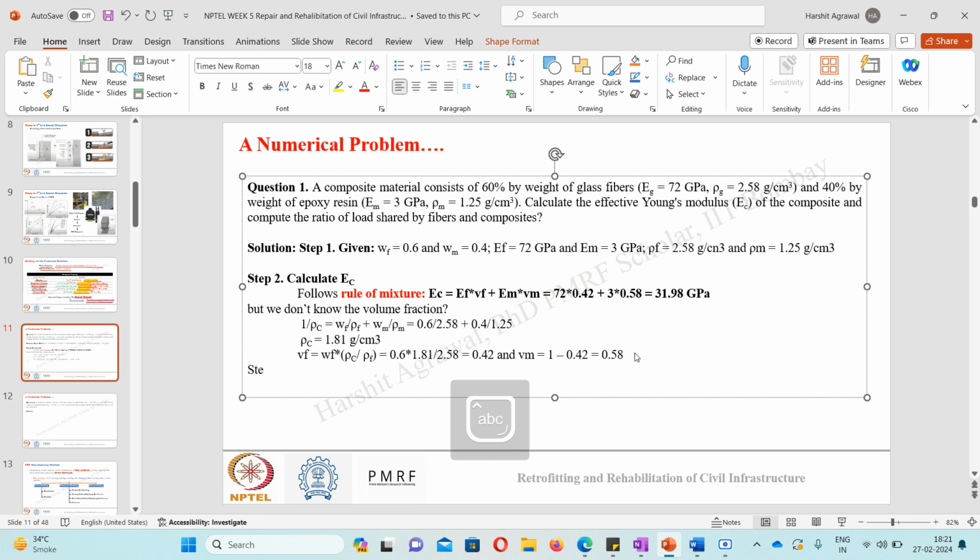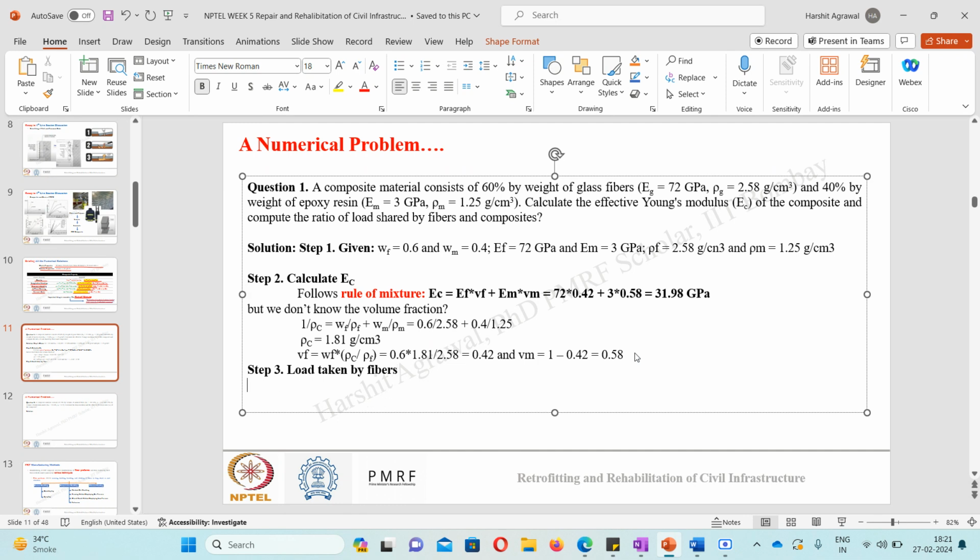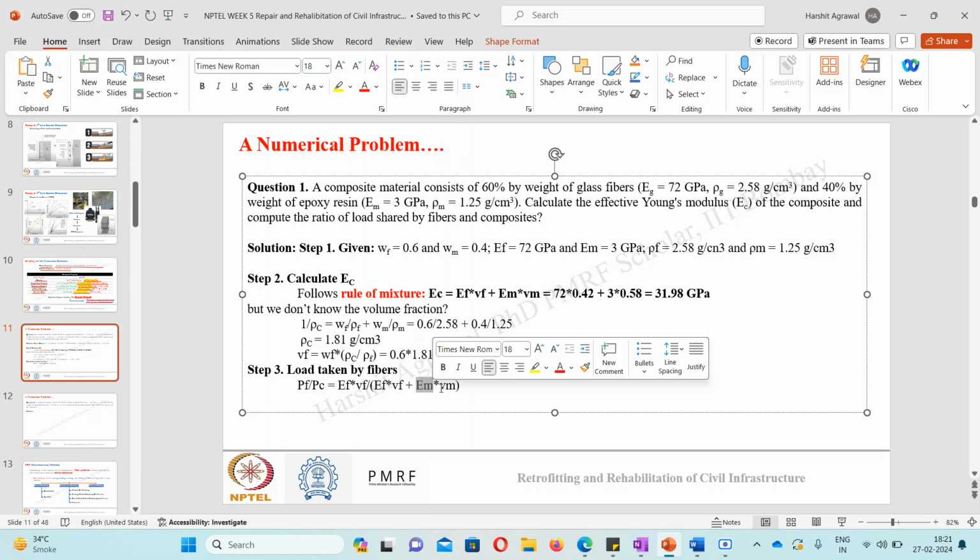So this will be step 3, load taken by fiber. How can we calculate it? Suppose Pf is the load taken by fiber and Pc is the total load acting on the composite. So Pf by Pc is given by Ef times Vf upon Ef times Vf plus Em times Vm. So here Ef is my Young's modulus of fiber times volume fraction of fiber, upon Young's modulus of fiber times volume fraction of fiber plus Young's modulus of matrix times volume fraction of matrix. We saw this derivation in the last class also.